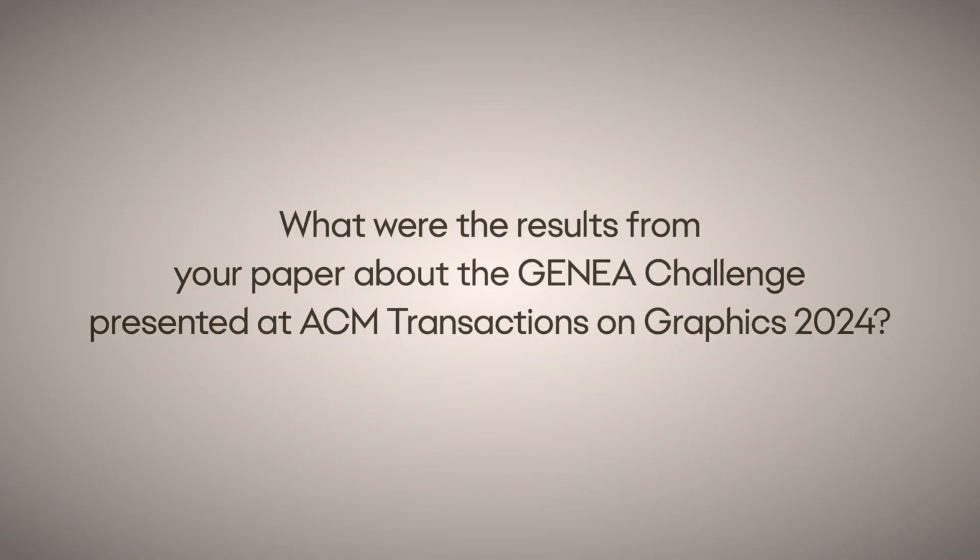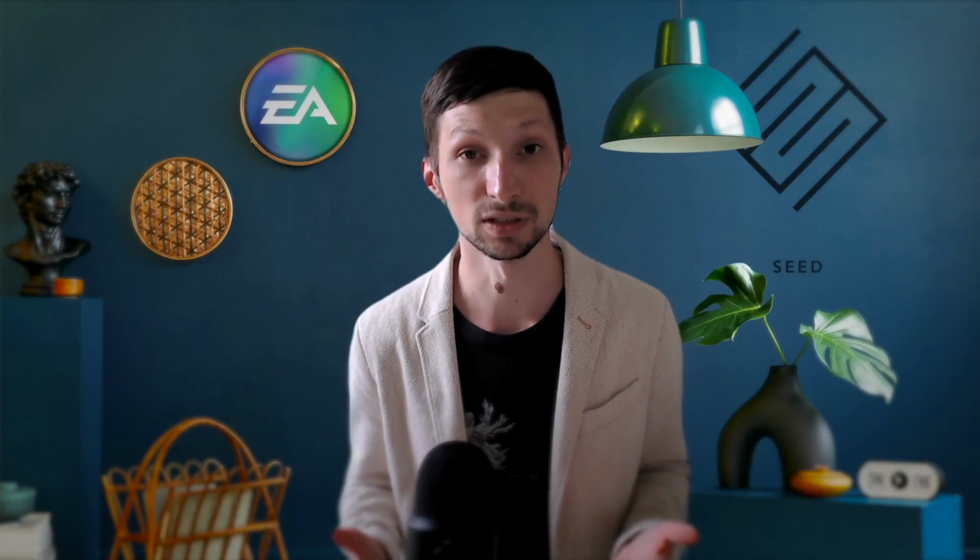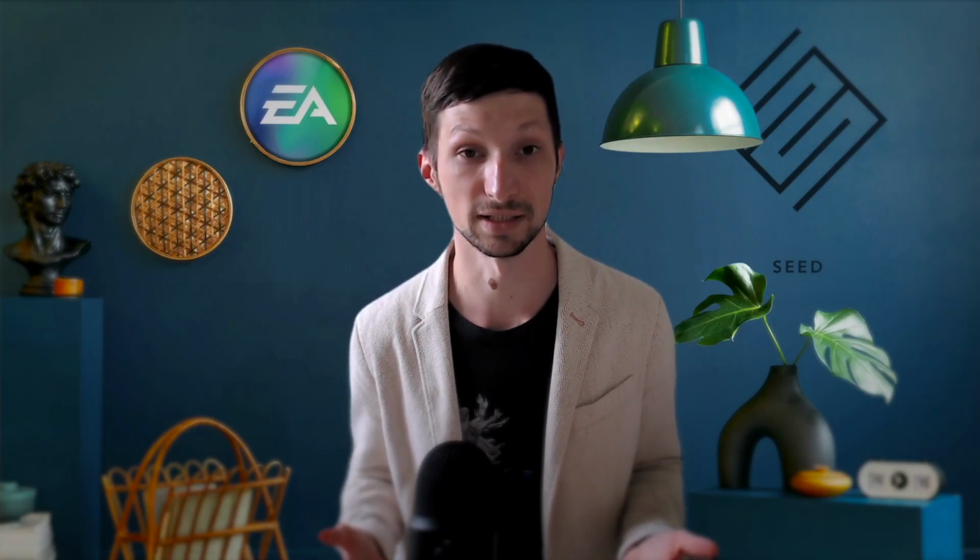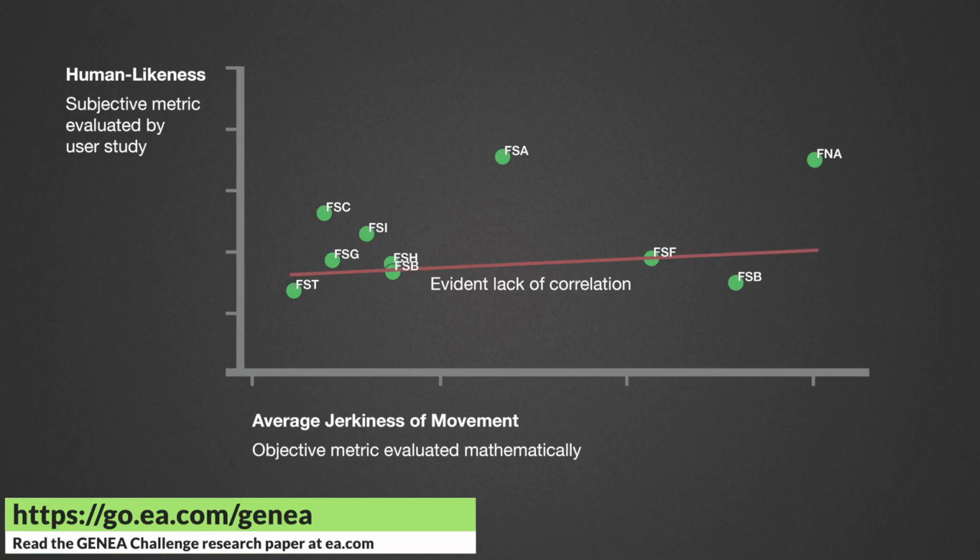The surprising result in those experiments was that objective metrics were practically useless. In the GENEA Challenge 2022, we calculated both objective and subjective metrics, and then we correlated the two, and we found that most of the objective metrics used today have very weak correlation with subjective perception.